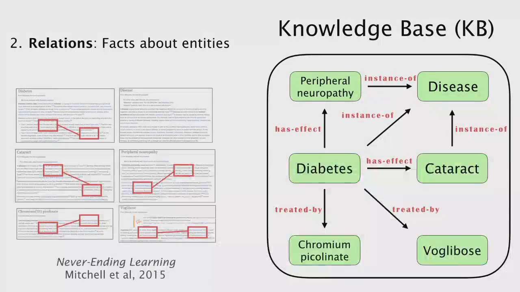Then the second thing you can do is you can go over your text and you can identify the relations between pairs of entities as expressed in your text. And these become edges in your knowledge base. And once again, there is a process of normalization going on over here. While the relation that diabetes has an effect of peripheral neuropathy might be expressed in many, many different ways in your text corpus, in the knowledge base, we are going to assign a fixed type from a predefined vocabulary. And even for the largest knowledge bases, this vocabulary is at most a few thousand different types of relations.